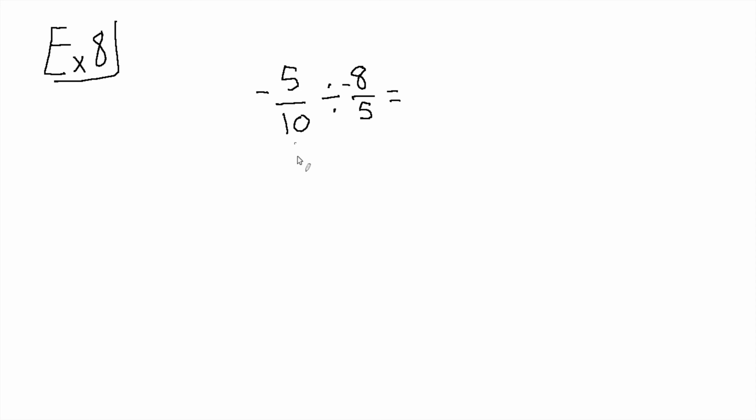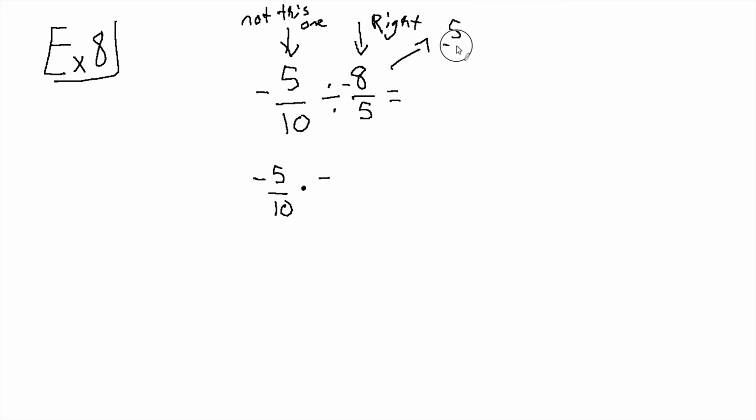Now remember, the one on the right is the one that you take the reciprocal of, never the one on the left. So bring down the negative 5/10, multiply it by the reciprocal of negative 8 over 5, which would be negative 5 over 8. So multiply negative 5/10 by negative 5 over 8. To do this, you just multiply the tops together. Since we're multiplying two signs that are the same, your answer will be positive. So 5 times 5 is 25. Do the bottom fraction, 10 times 8 is 80. So your fraction at the end would be 25 over 80.